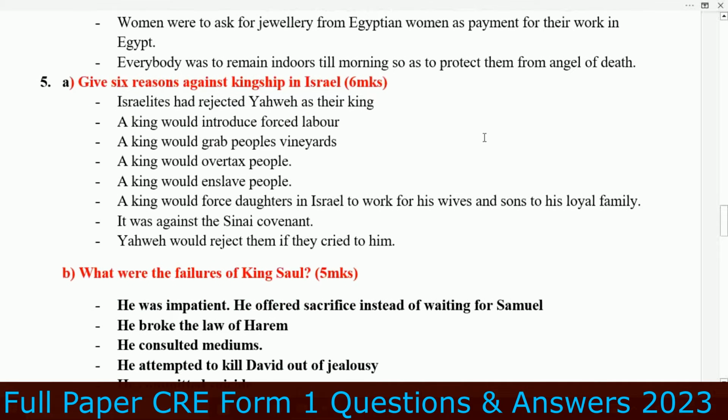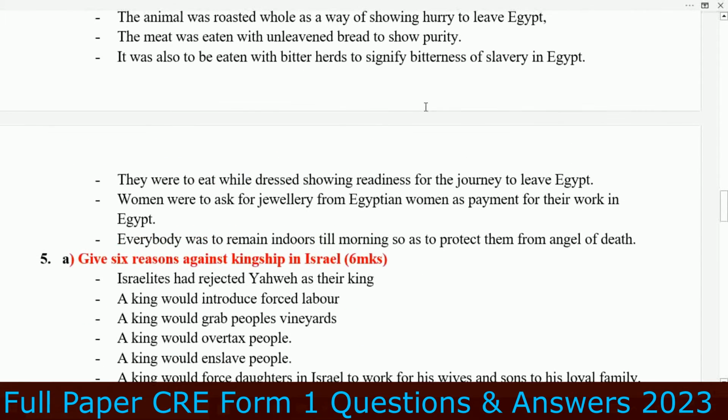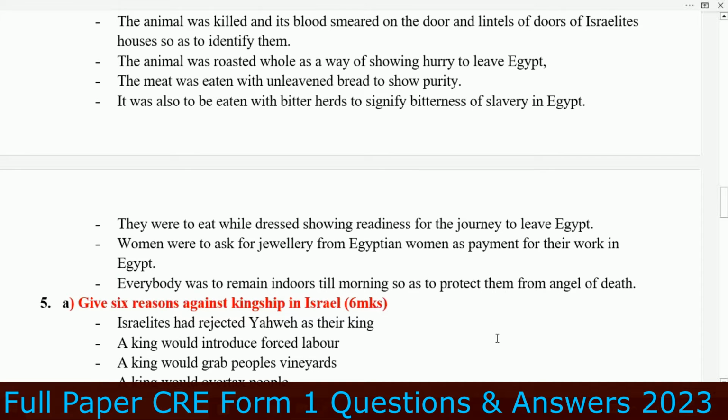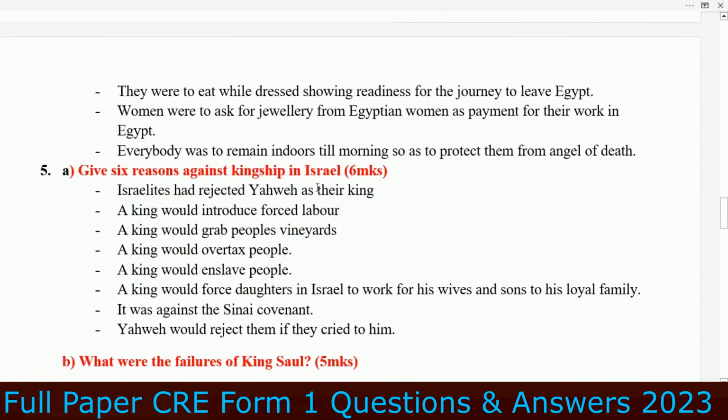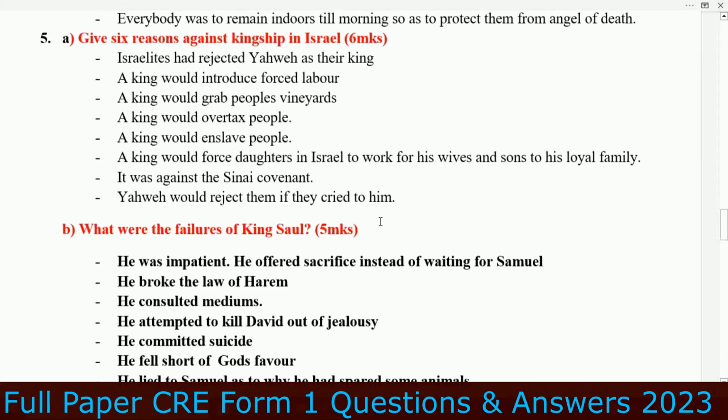Next, everybody was to remain indoors till morning so as to protect them from the angel of death. So those are the activities that were told to Israelites to be done before the night of Passover. Question number 5, you're told to give 6 reasons against kingship in Israel. Why was God against kingship in Israel? Why was God against that?